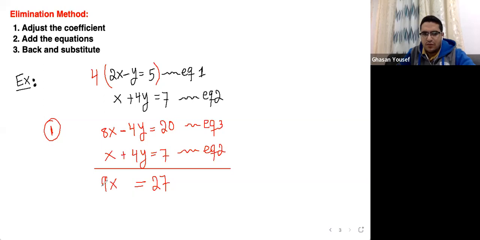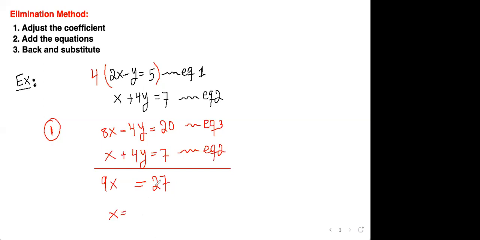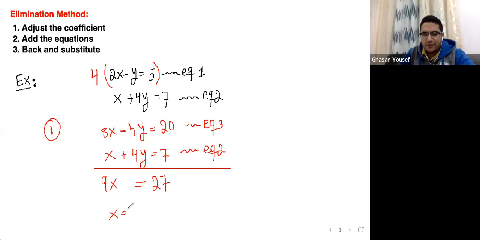Now divide both sides by 9. I will get x equal what? 27 over 9 is 3. So the value of x is 3. Again, by dividing both sides by 9, x equal 3. Now, this is step number 2. So I find the value of x equal 3.